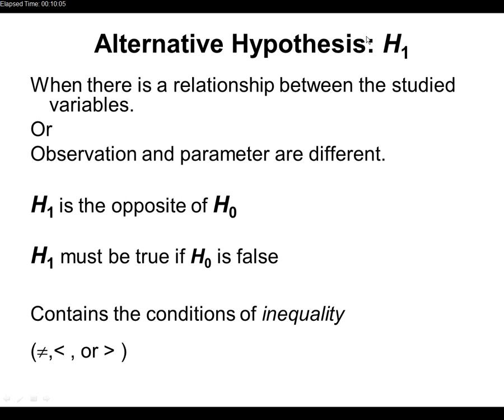The alternative hypothesis, again, H1, is when there is a relationship between the studied variables. Okay, smoking does cause cancer. So H1 is the opposite of the null hypothesis. The alternative hypothesis, H1, must be true if H0, the null hypothesis, is false, all right? It contains the conditions of inequality. All right, it's lesser, bigger, or doesn't equal.